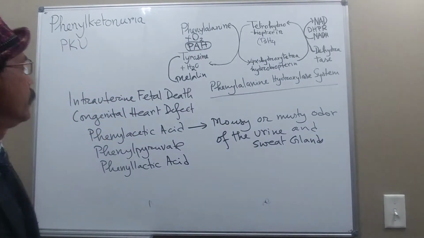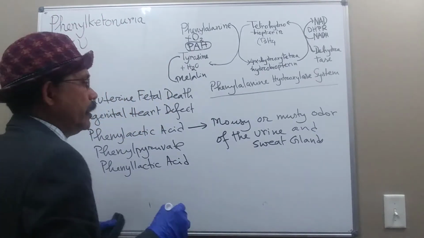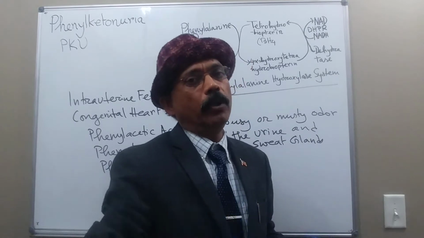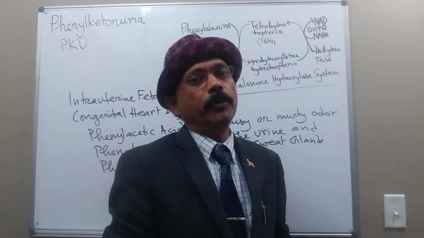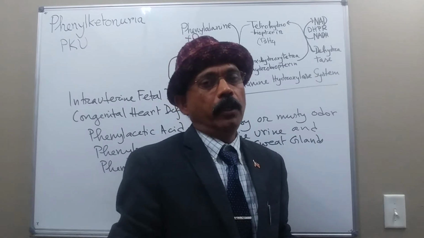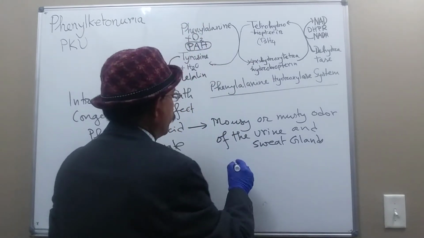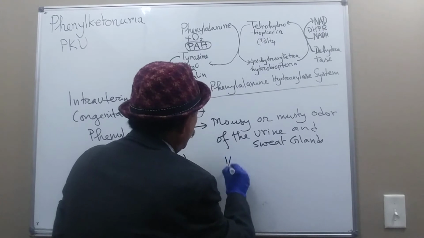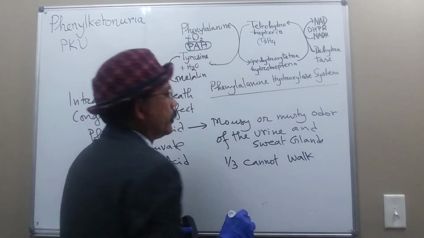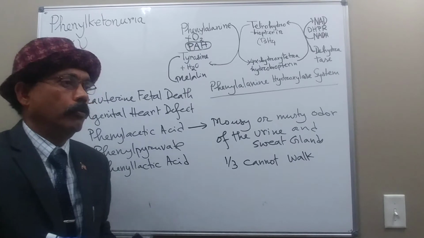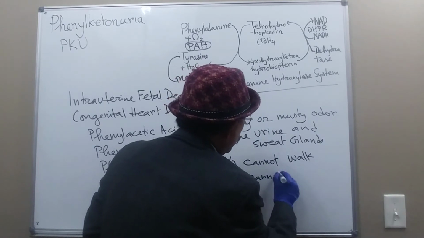And the IQ is low. A baby with phenylketonuria may initially be okay, but within a few weeks they will develop signs and symptoms. In the initial few weeks there may be no problem, then there will be buildup of excessive phenylalanine, and that may lead to low IQ plus delayed developmental milestones. About one third cannot walk, and around two thirds cannot talk.